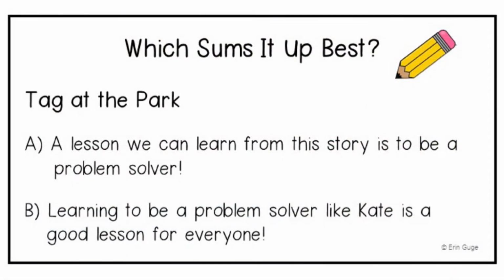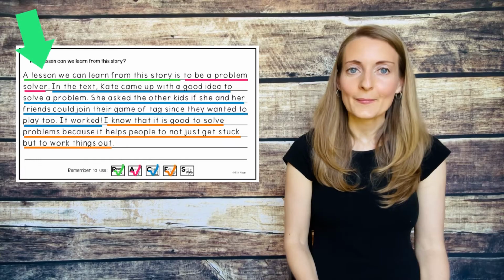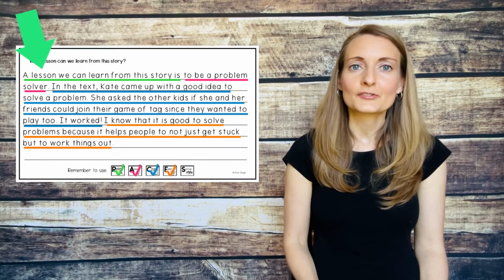Let's look at two more choices and see which best sums it up. And here's a little hint. We want to sum it up without exactly repeating what was already written. Choice A says, a lesson we can learn from this story is to be a problem solver. Choice B says, learning to be a problem solver like Kate is a good lesson for everyone. Which is better? Whisper A or B. Letter B sums it up best without repeating. Letter A does sum it up nicely since it says a lesson we can learn from the story is to be a problem solver, but it is an exact copy of the first sentence already written, so B is better.